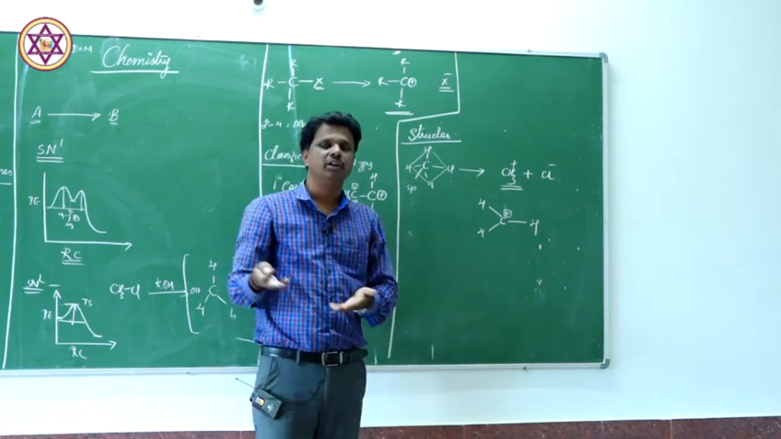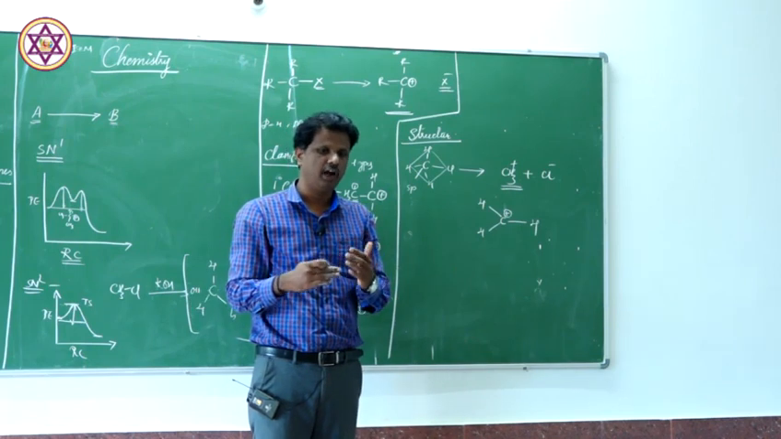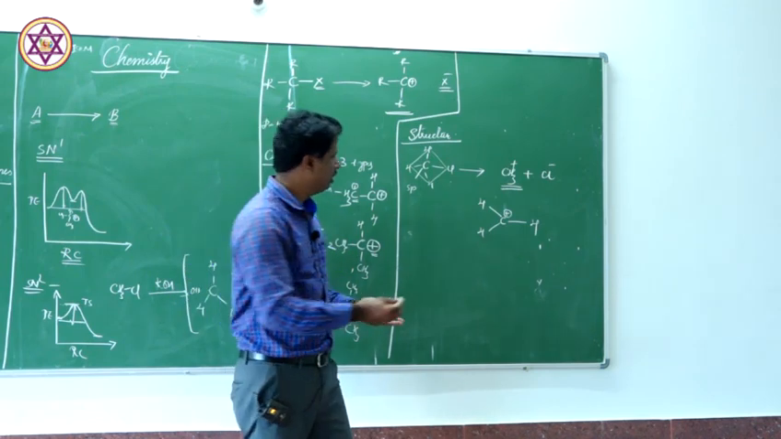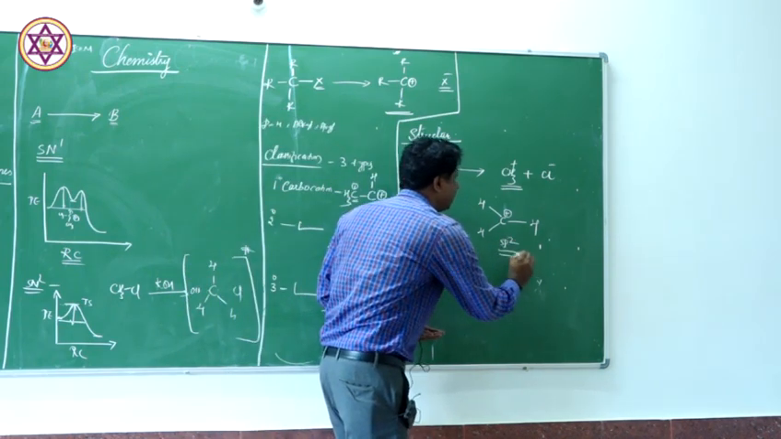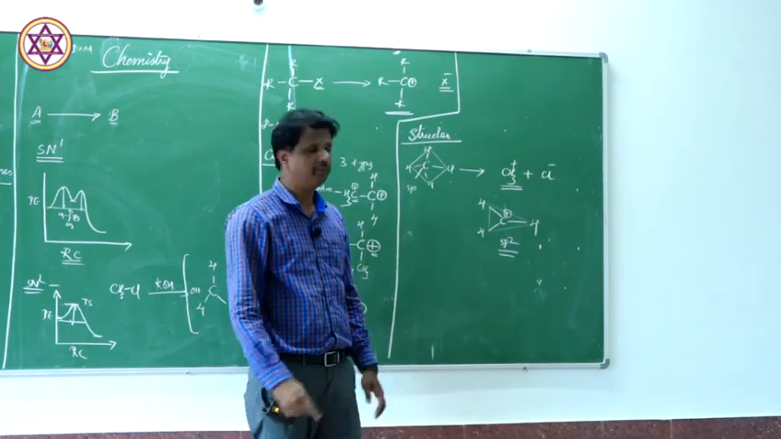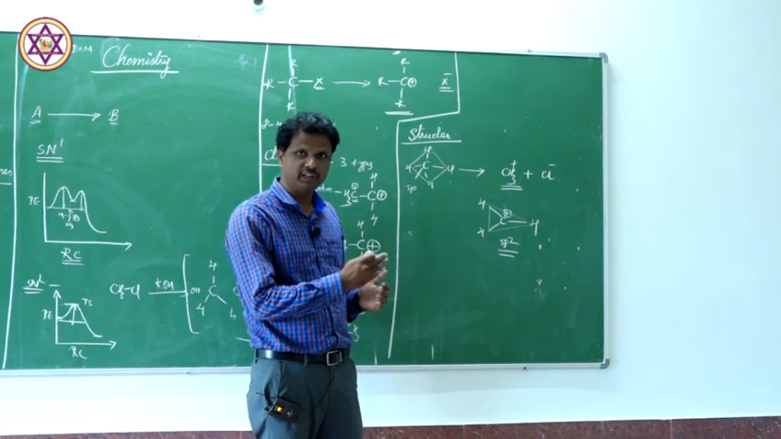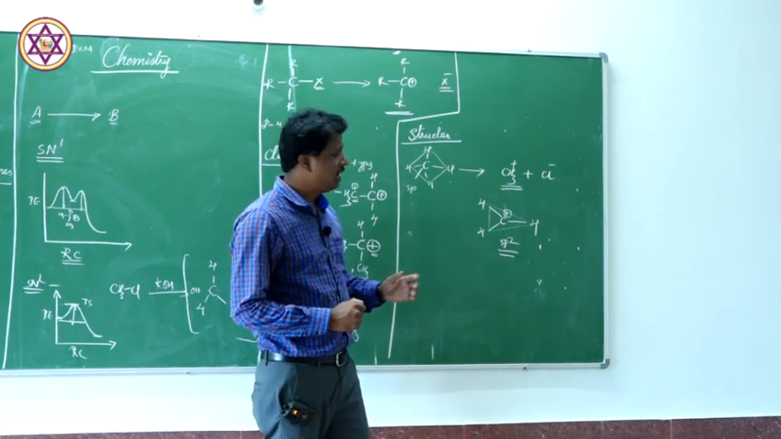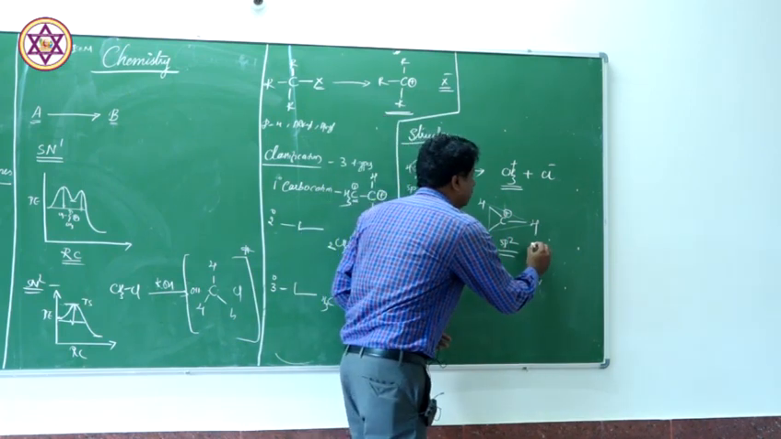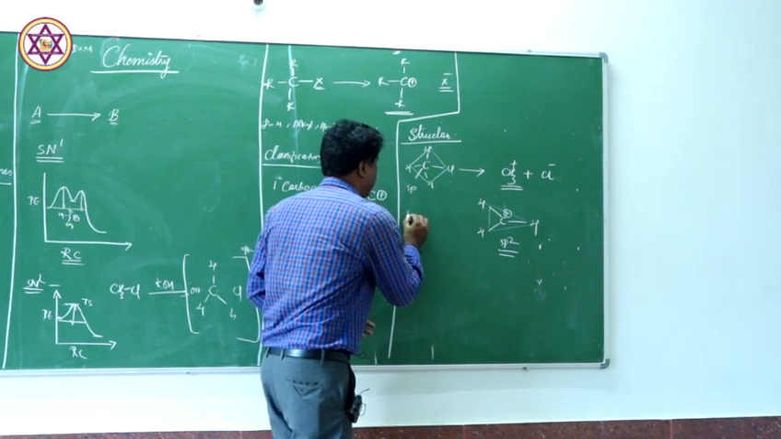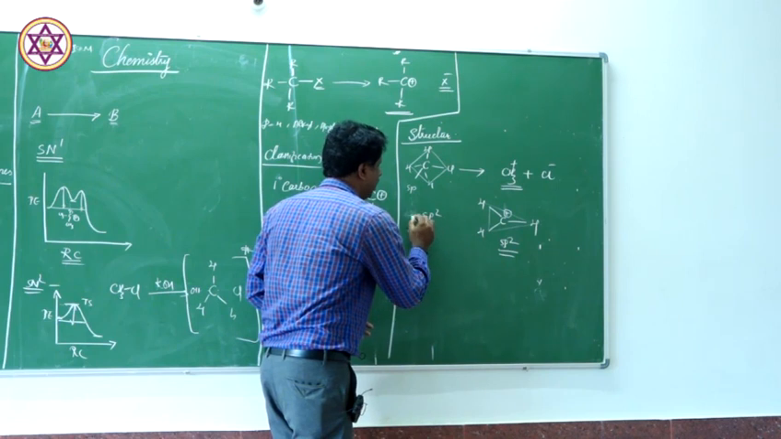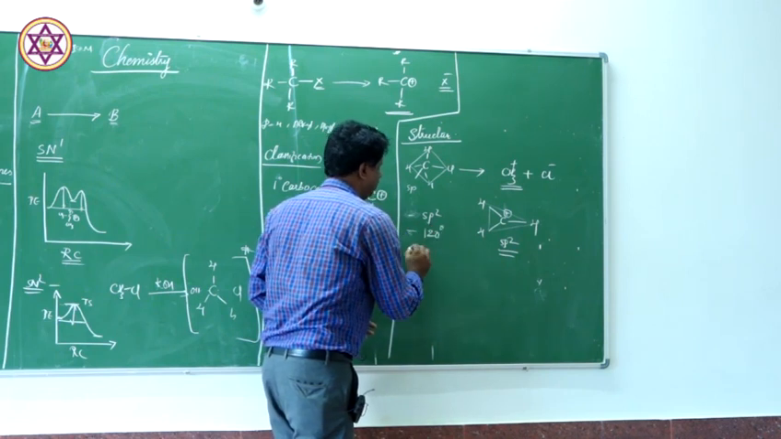Because we all know from VSEPR theory, if the hybridization is sp2, the preferred shape is trigonal planar. So this is sp2 hybridized, and obviously you will have trigonal planar geometry. That means the carbocation has sp2 hybridization and is trigonal planar in nature. Since it is sp2 hybridized, the bond angle here will be 120 degrees. I will write here: hybridization changes to sp2. Second one is bond angle is 120 degrees.